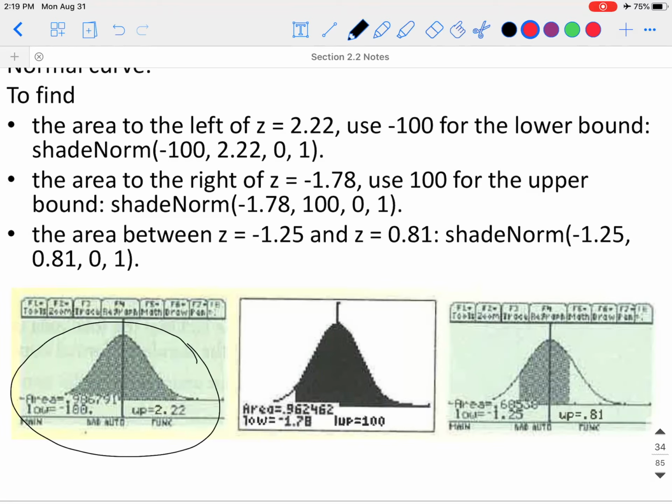To find the area to the right of -1.78, we know our lower bound is -1.78. Our upper bound just has to be a super big number, so we can pick 100. We still have the same mean and standard deviation. So this is shading, and it's telling you the area for that graph. And between the two, if you know what you have to find it between, you do have your lower bound and your upper bound. Again, it will graph it, and it will find the area for you.